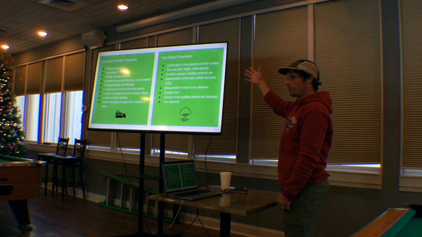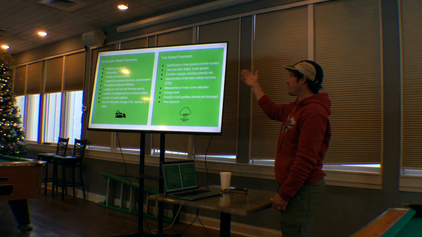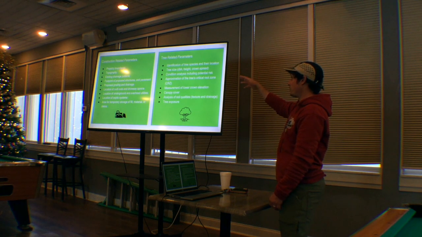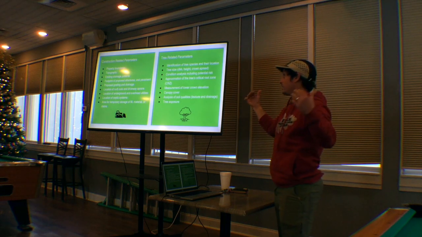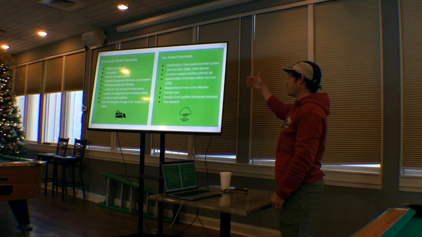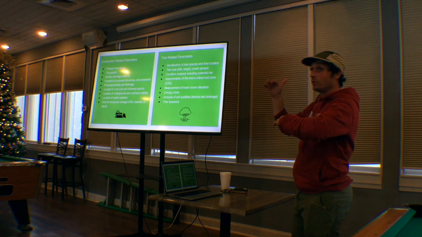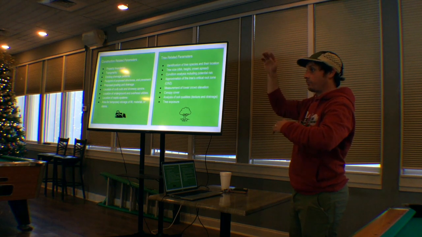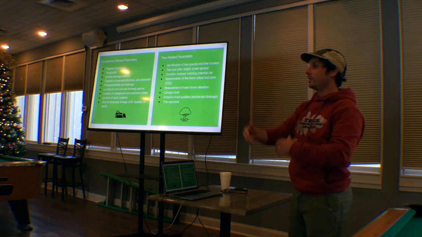The tree-related parameters that I want to cover at the same exact time: identification of the trees, sizes, conditions, approximate tree critical root zone, which we know how to calculate, and measurement of the lower crown elevation. Can machines even get through here? Can trucks even get through here? Do we need to do something about that beforehand? Pruning, whatever, so they don't get ripped off.